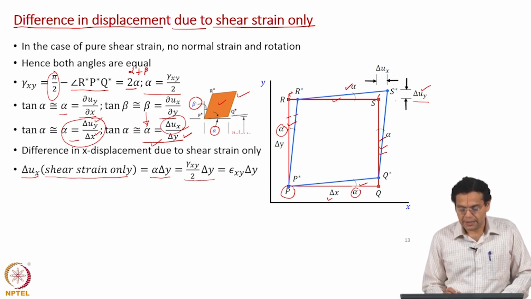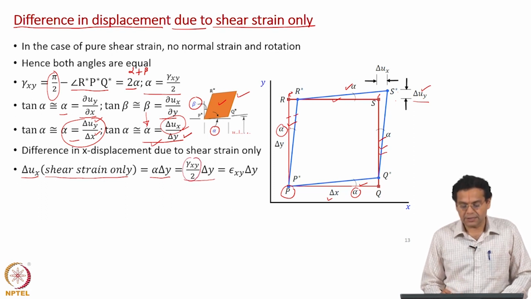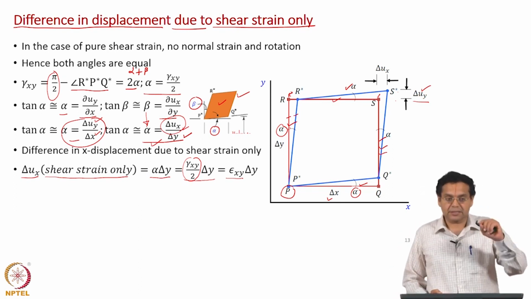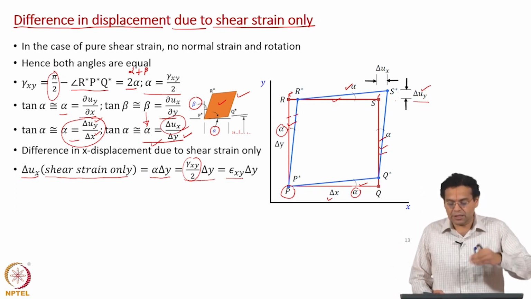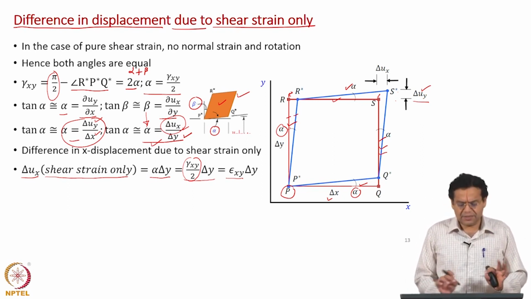Introduce another nomenclature which has to be kept in mind from now onwards: gamma xy by 2, shear strain by 2, is epsilon xy. Why this nomenclature, you will understand a little later, but gamma xy by 2 is equal to epsilon xy. So, gamma xy is shear strain, half of that is denoted by another variable, namely epsilon xy. Okay. And what is the significance of this statement?